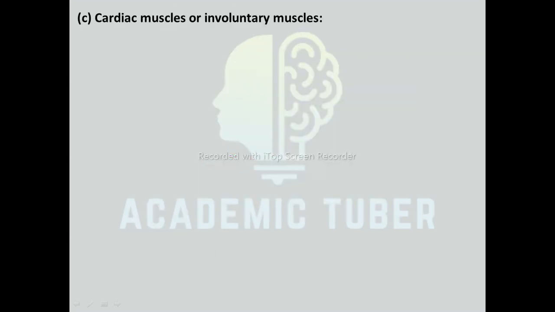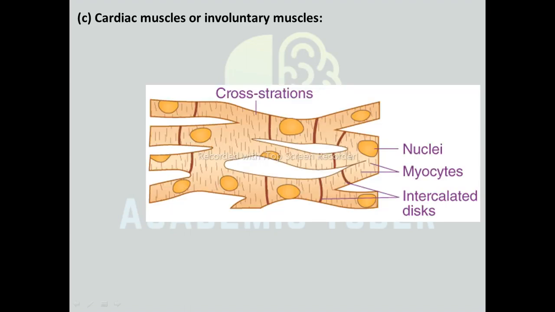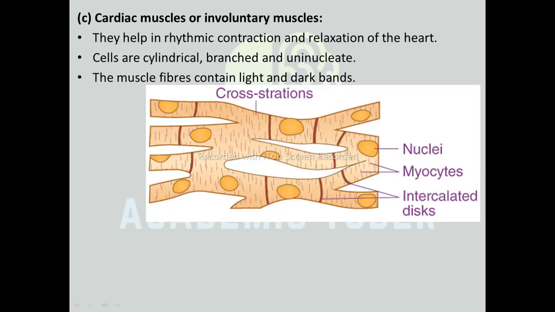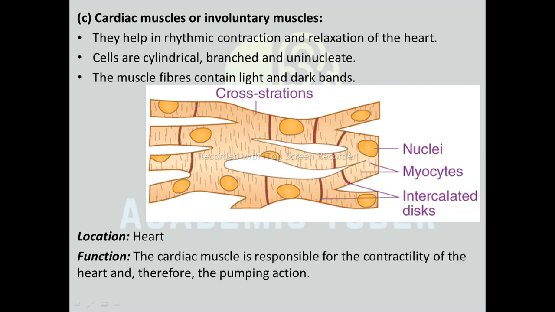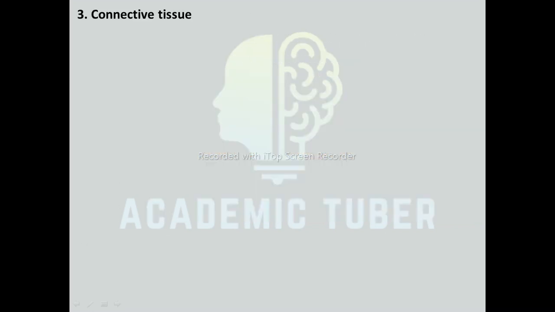Third one is cardiac muscle or involuntary muscles. Here is a diagram showing the cardiac muscles. They help in rhythmic contraction and relaxation of the heart. Cells are cylindrical, unbranched and uninucleate. The muscle fibers contain light and dark bands. They are located in the heart and the major function is that the cardiac muscle is responsible for the contractility of the heart and therefore the pumping action.